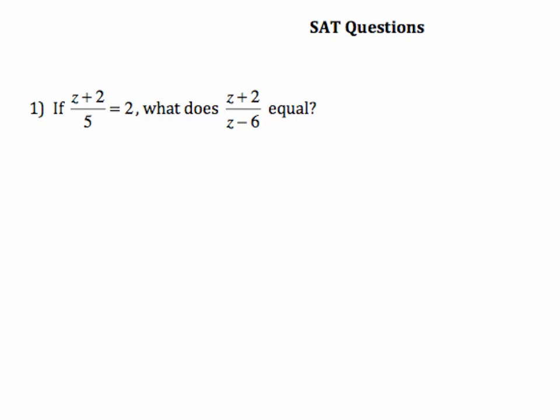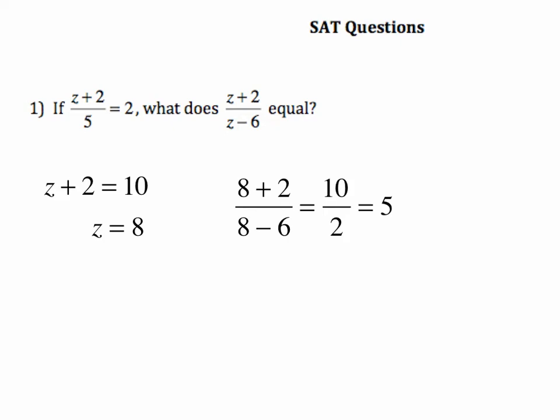The first one: if the quantity z plus 2 divided by 5 is 2, what does the quantity z plus 2 divided by the quantity z minus 6 equal? For the first equation, if you solve for z, you'll get z equals 8. You can plug it back into the second one, and you'll have that the quantity equals 5.